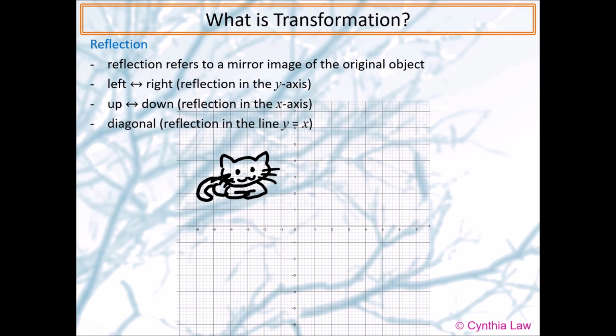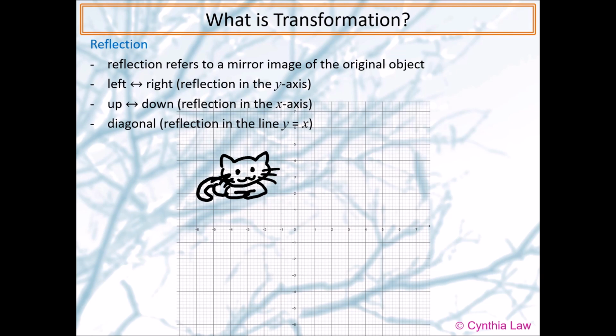So here's my cat again. If I reflect it in the y-axis, then my cat did change a little bit. Well, we can still tell it's a cat. Now, let's look at reflection in the x-axis. So now it looks upside down, and there's my x-axis.